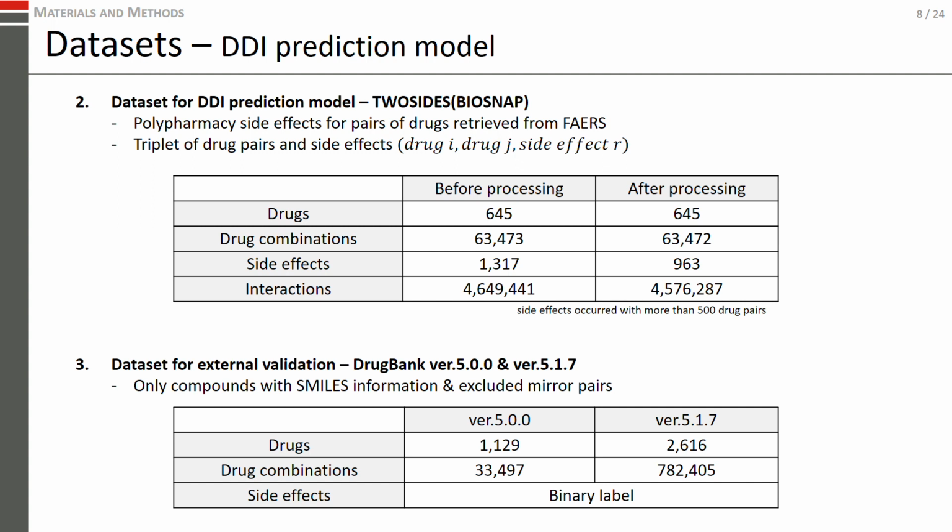The last dataset is DrugBank for external validation. I downloaded 2 versions and preprocessed them as TWOSIDES drugs. The table shows the number of drugs and drug pairs for each version, and unlike TWOSIDES, DrugBank data has one binary label for one drug pair.